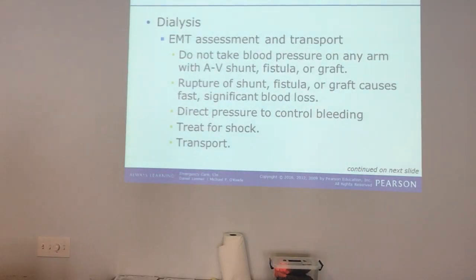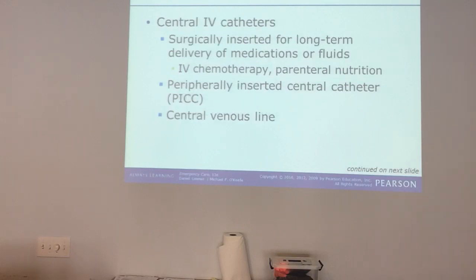Do not take blood pressure on any arm with an AV shunt, fistula, or graft. Rupture of the shunt, fistula, or graft causes fast, significant blood loss. Direct pressure to control the bleeding, treat for shock, and transport.